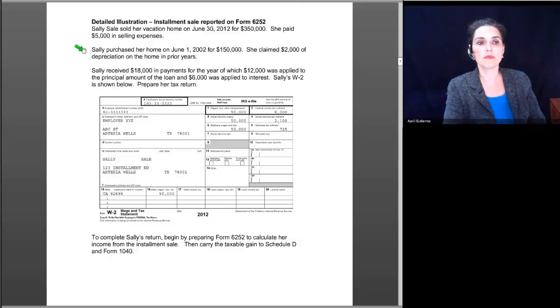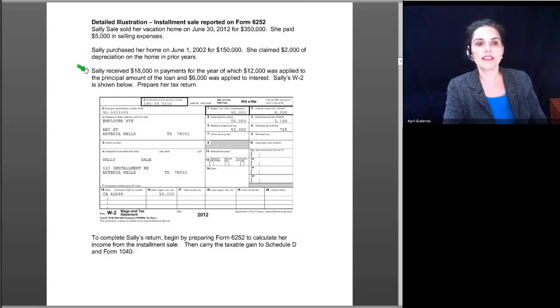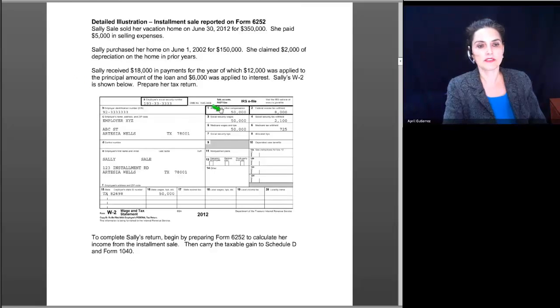Now, she purchased the home back in 2002 for $150,000, and she claimed $2,000 of depreciation on the home in prior years. Sally received $1,800 in payments for the year, of which $12,000 was applied to the principal amount of the loan and $6,000 was applied to interest. Sally's W-2 is shown below. You can see it shows $50,000 of W-2 income, and we would like you to prepare her tax return.